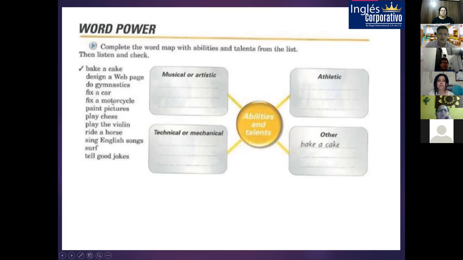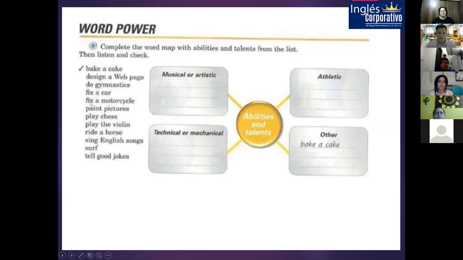Motorcycle. Okay, okay. Don't worry, Saulardon, it's normal. Motorcycle. Yeah, like it. A motorcycle. Technical or mechanical? Mechanical. Okay.